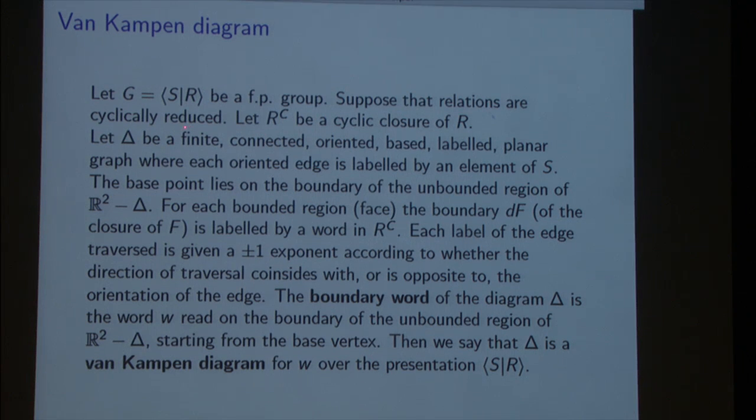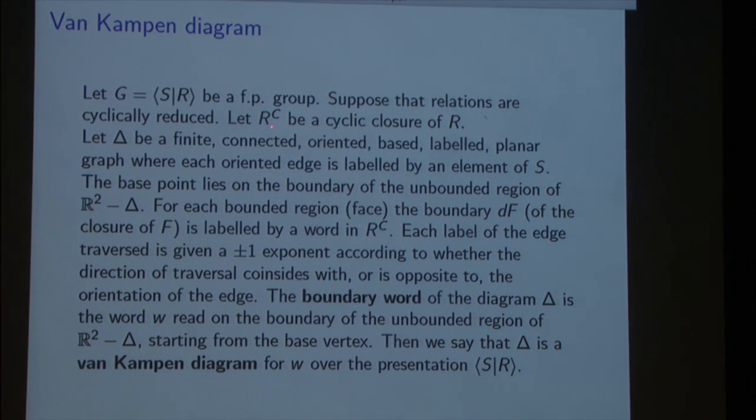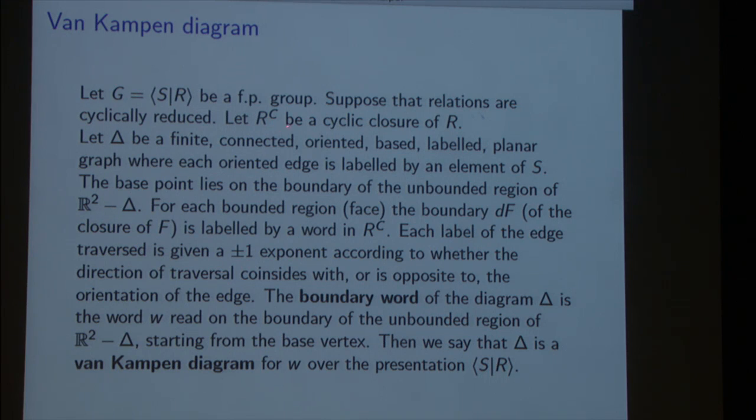Also suppose that the relations are cyclically reduced, and let R^C be the cyclic closure of R. So we add to the relations all cyclic shifts of the relations. I mean, these elements are also equal to the identity in the group, right? So we can add them all. So they're all there. Now, consider a finite, connected, oriented, based, labeled planar graph, where each oriented edge is labeled by a generator. Okay.